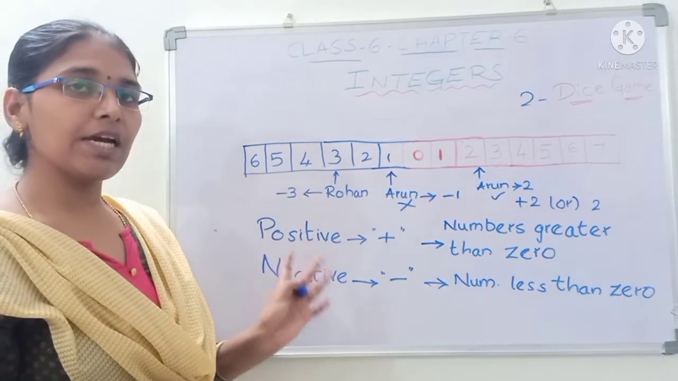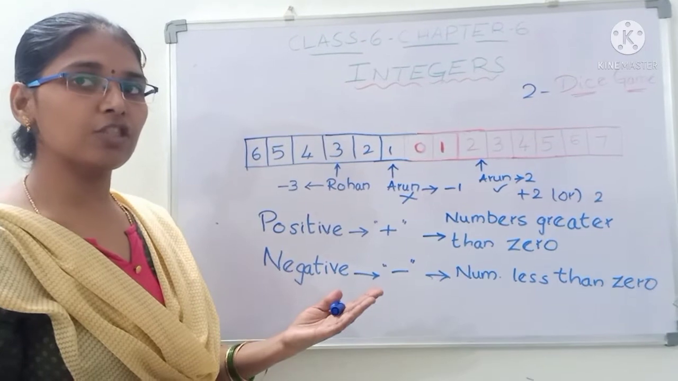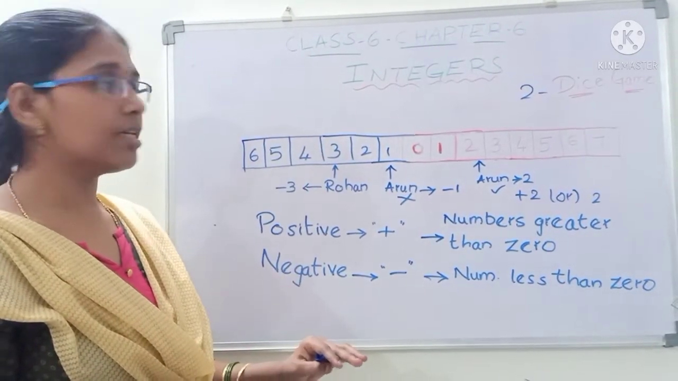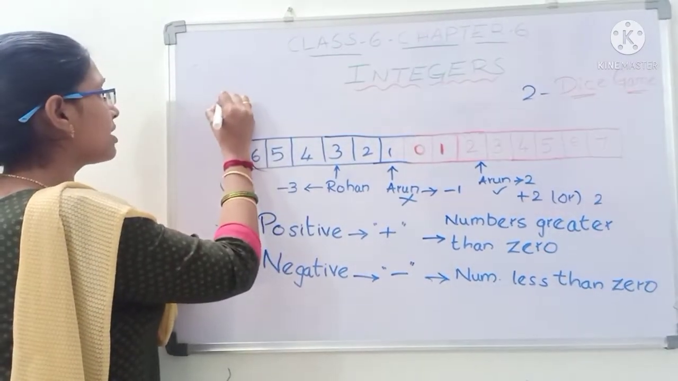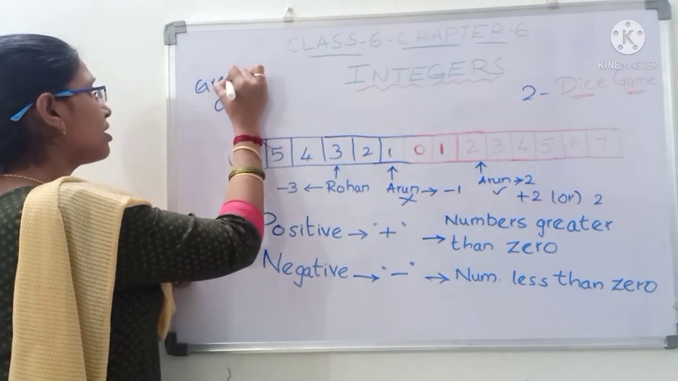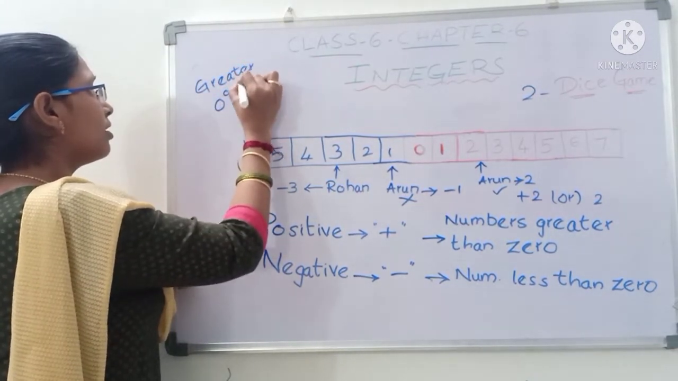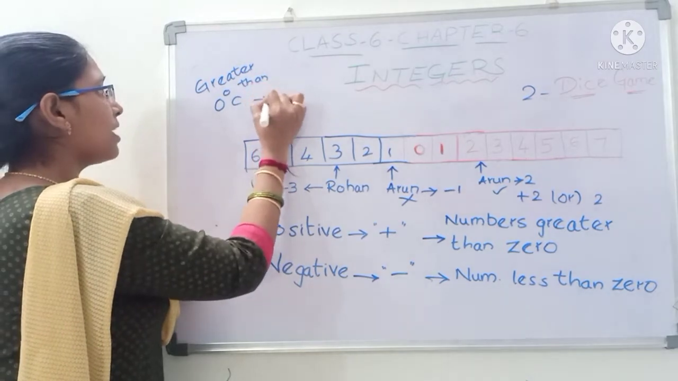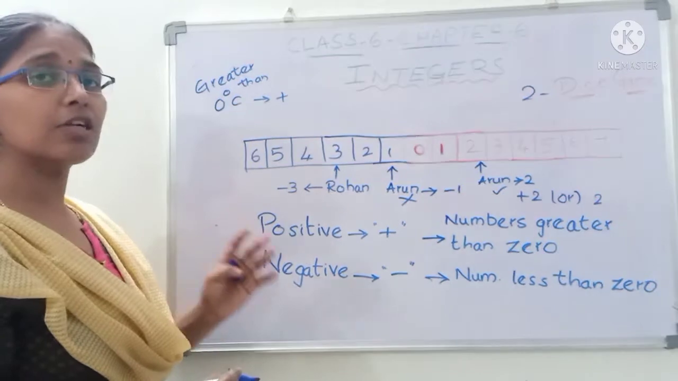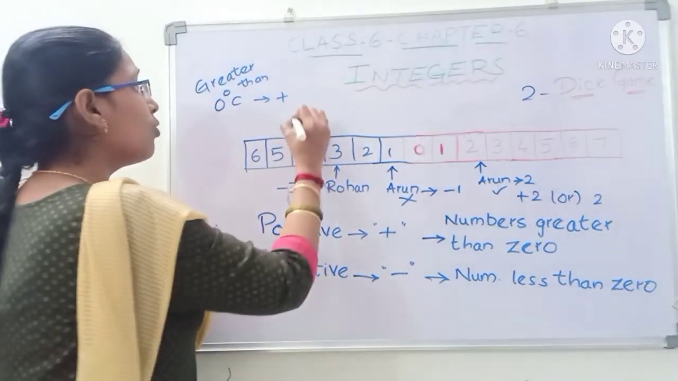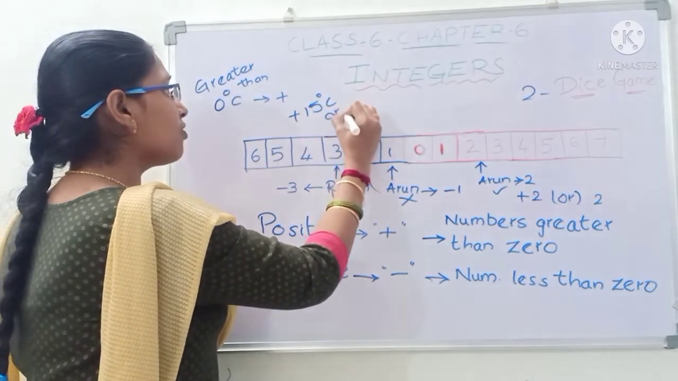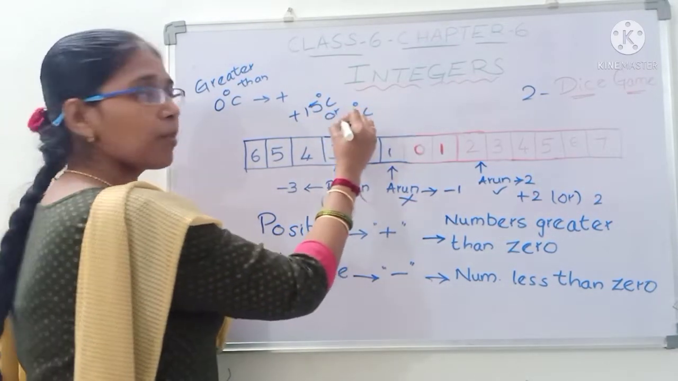For example, in many countries temperatures are above 0 degrees Celsius and in some countries temperatures are below 0 degrees Celsius. So if temperature is greater than 0 degrees Celsius, then we use plus sign. If suppose temperature is 15 degrees above 0, instead of telling 15 degrees above 0, we can tell plus 15 degrees Celsius or just 15 degrees Celsius, which implies plus 15.